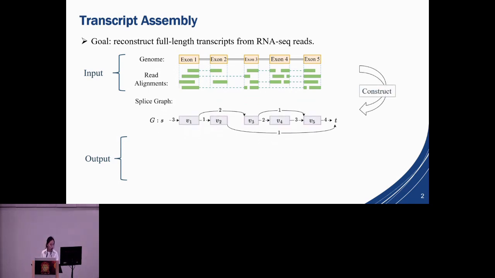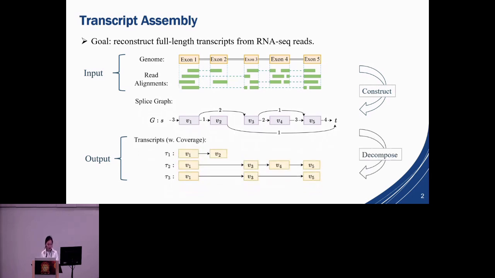From the read alignments, we first construct a splice graph. A splice graph is a weighted acyclic graph. It consists of vertices indicating partial exons and edges indicating junctions, and the weights indicate the coverages. Then we decompose this splice graph into a set of paths, each path representing a transcript with its own coverage. This inferred number is often thought to be positively related to the correctness of these transcripts.